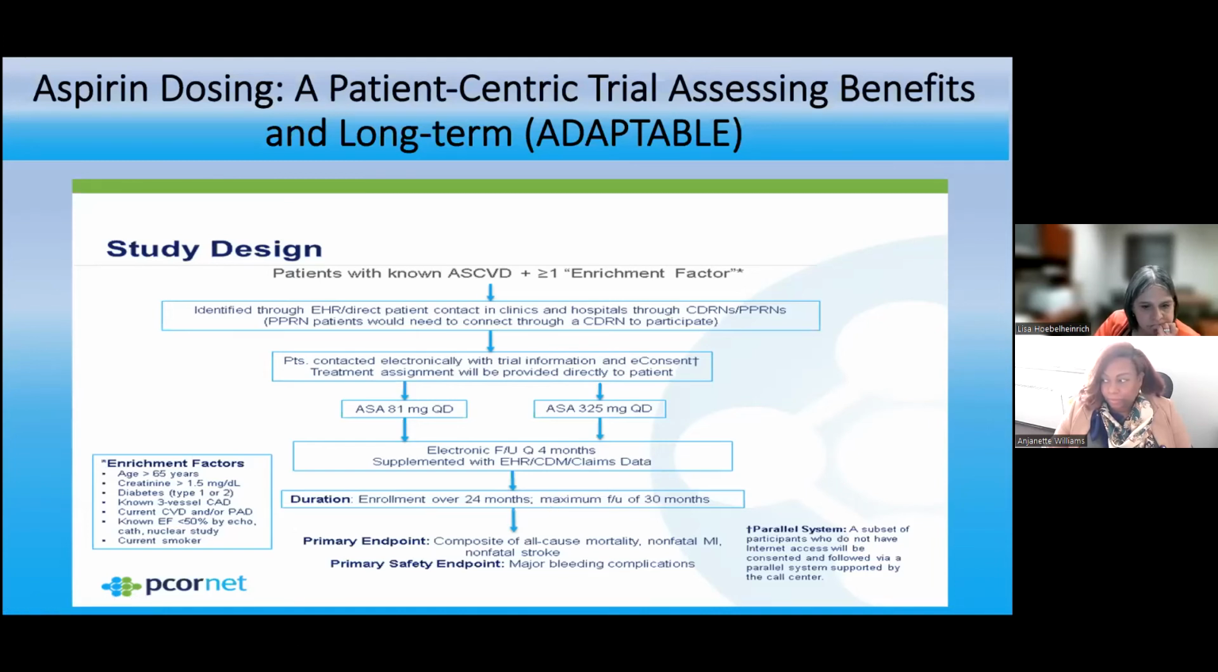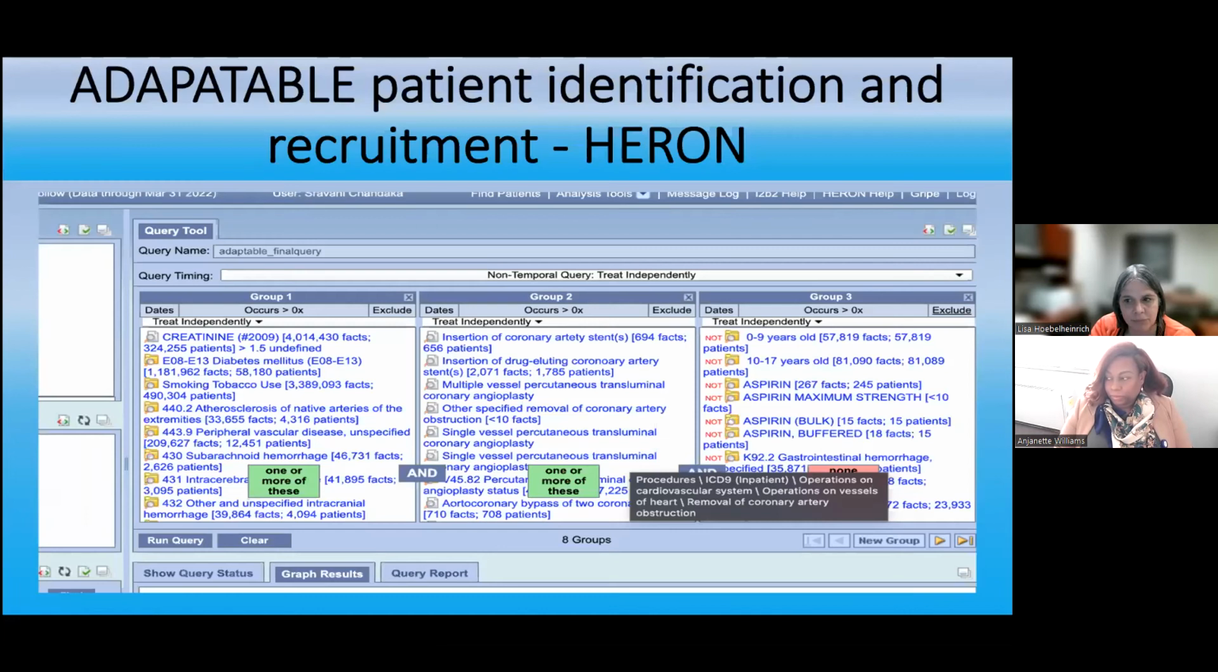So I'll show you how we took this inclusion exclusion criteria and replicated it to fit our site needs. So this is a huge query. 263 terms were dragged and dropped into Heron. I do remember the exact number of the terms that I dragged because this was primarily my baby when I was working on this project as a data manager. So we could tailor it to our needs.